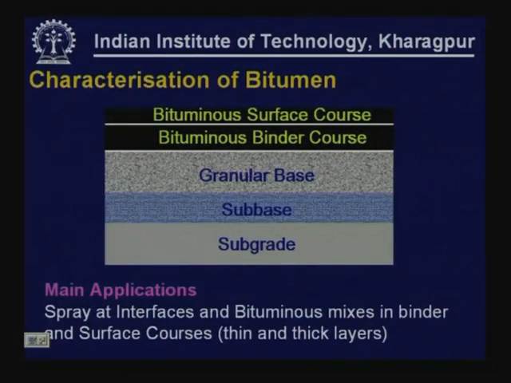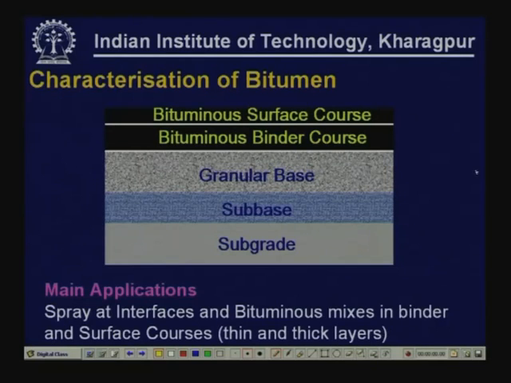Typically, bitumen is used in different parts of pavement. It is used in interfaces between a bituminous layer and a granular layer, between two different bituminous layers as you see here, but these are very thin layers which are formed by spraying the bitumen on the surface. So, this is one aspect. You should have bitumen which can be sprayed and which will bind two different layers. These two different layers can be granular and bituminous or bituminous and bituminous.